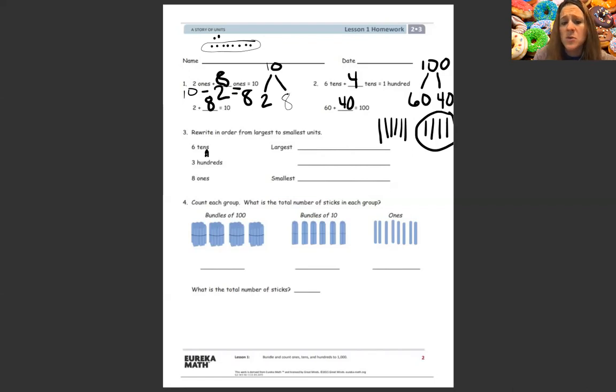So if you guys need to write beside it the number that it actually means, 8 ones is the same as 8. 300s is the same as 300. And 6 tens is the same as 60. So now when you look at these, what is the largest number? Yeah, the 300. So what you're going to write is 3.